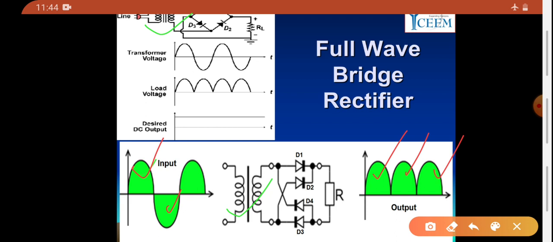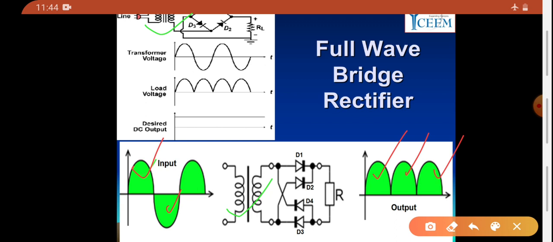Center tap means finding the center of the secondary winding and converting that into a center tap transformer, its cost is very high. Because of the high cost of the center tap transformer, the full wave rectifier using two diodes has a high cost. Cost is moderate in case of full wave bridge rectifier. Okay, so the bridge rectifier is advantageous to use because of its high efficiency and low cost.